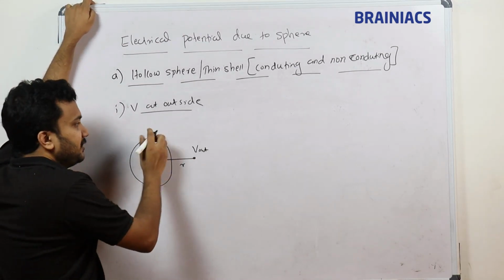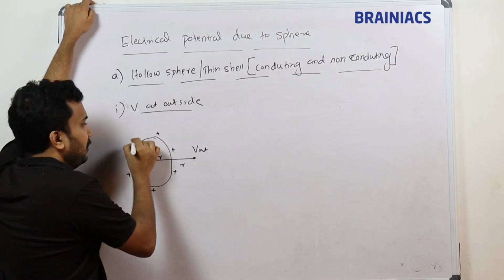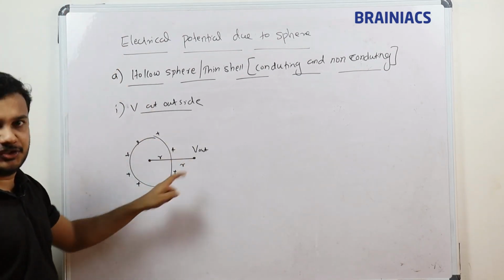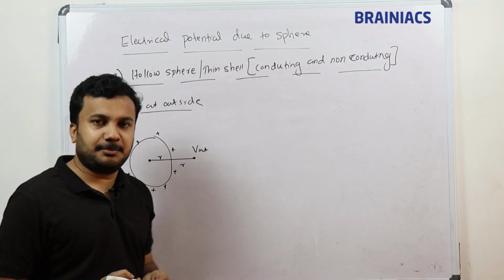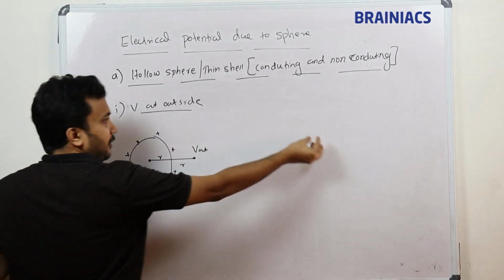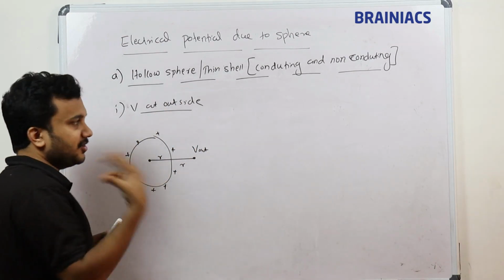Potential here, this is a solid sphere, and the charges are distributed only at the surface. How do we find the potential? Potential at this point is equal to, tell me the basic definition: the work done to bring a unit positive charge from infinity to this point. That work is divided by the charge I am moving.